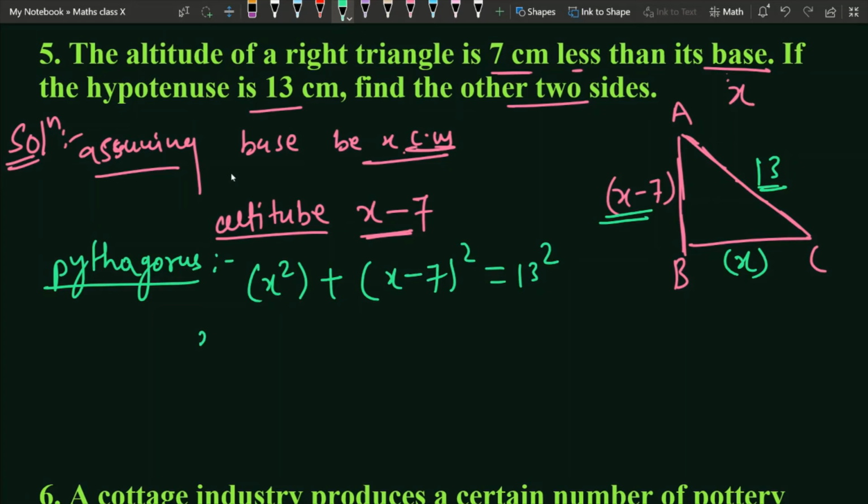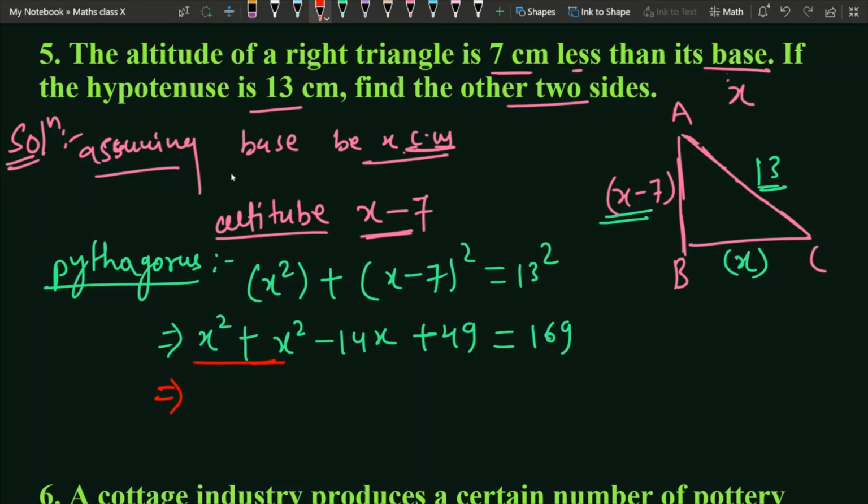So it is nothing but x square plus x minus 7 whole square, which is x square minus 14x plus 49, using a minus b whole square. It is equal to 13 square only. 13 square is 169. Write it 169. Let me write again: x square plus x square, 2x square minus 14x, and then plus 49 minus 169. So plus 49 minus 169 is minus 120, is equal to 0.